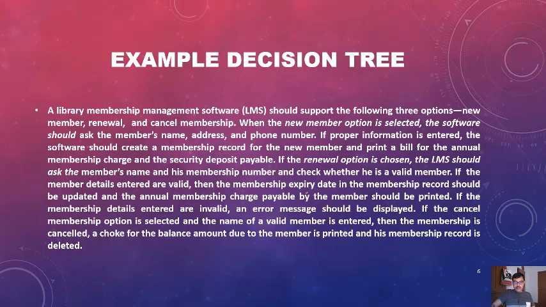If renewal option is chosen, the LMS should ask the member's name and his membership number and check whether he is a valid member or not. If the member details entered are valid, then the membership expiry date in the membership record should be updated, and the annual membership charge payable by the member should be printed. If the membership details entered are not valid, an error message should be displayed.